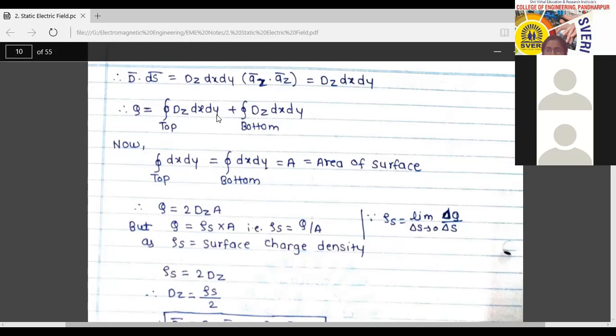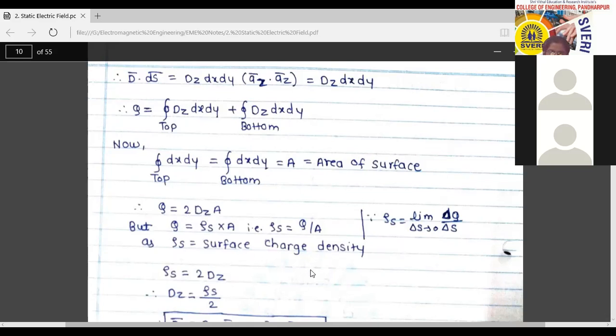So dx and dy integrated is equal to A. I'm considering it as A here. That is the area of that surface. So we can put here Q is equal to, dz is present here, right? dz plus dz, and A is also there. Instead of this, you can put here dz into A plus dz into A. So this Q is equal to 2 dz A.